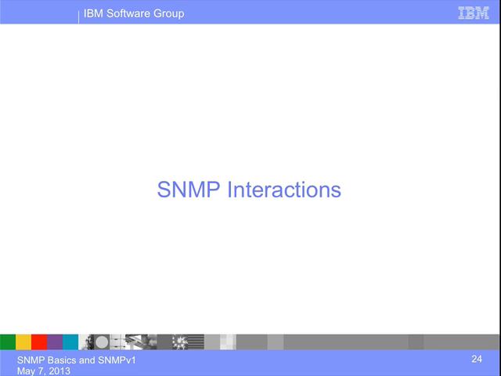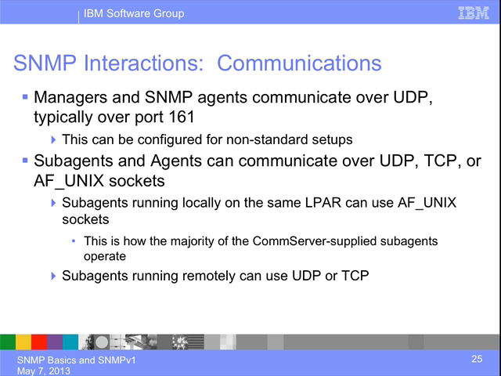Now that we've seen the components, let's talk about how they interact with one another. Managers and the SNMP agent communicate over UDP, by default using port 161. This, of course, can be configured differently for a non-standard setup.